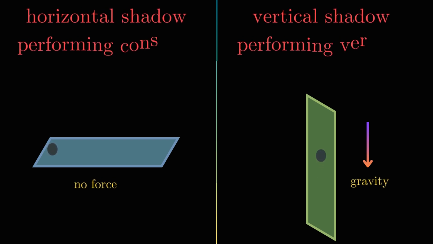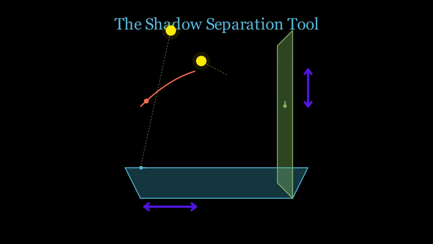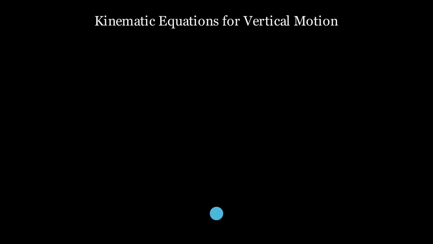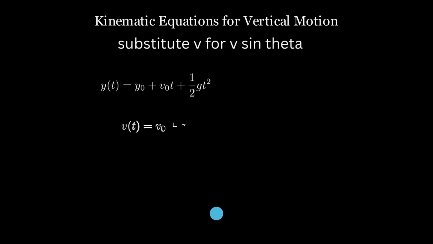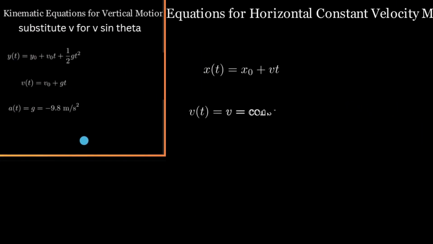Now proceeding, these shadows are two different levels. They don't share direction. They don't share velocity. They only share time. That's it. So if you stay in one shadow's world, say the vertical, you can safely use the three kinematic equations you already know, substituting v for vy. You don't bring horizontal data into the vertical world and vice versa.